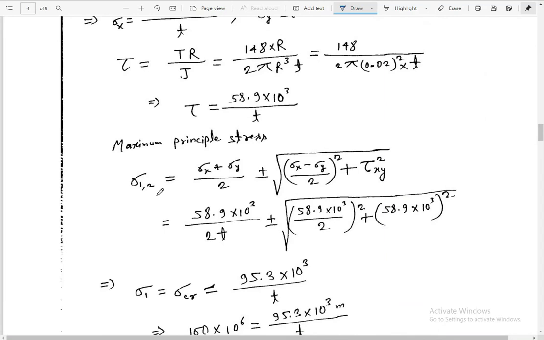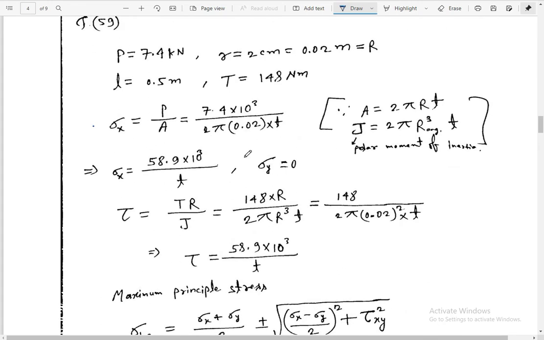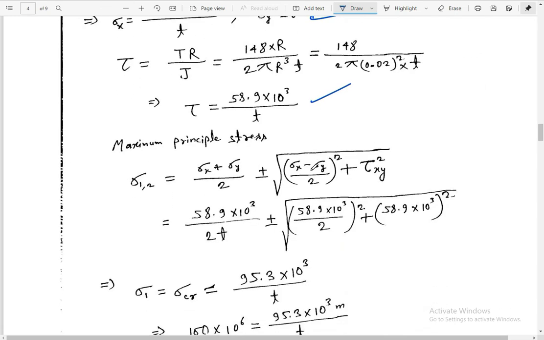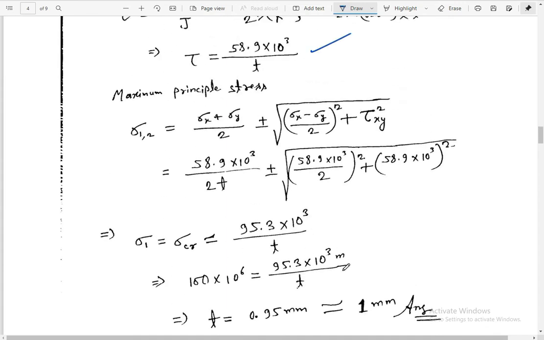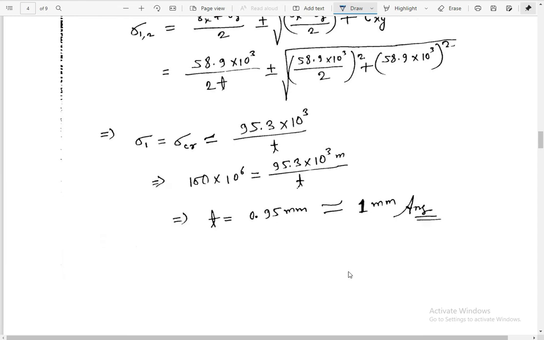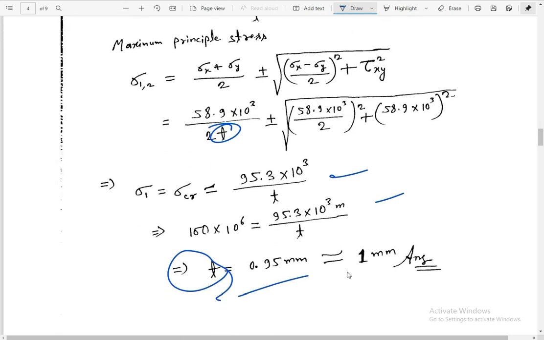The maximum principal stress formula is sigma 1,2 equals (sigma x plus sigma y) by 2 plus or minus the square root term. Once we put in sigma x, sigma y and tau, we will get finally this. After solving, we will get the T value, because you can see the only unknown is T. Sigma 1 is given as 100 already, right?